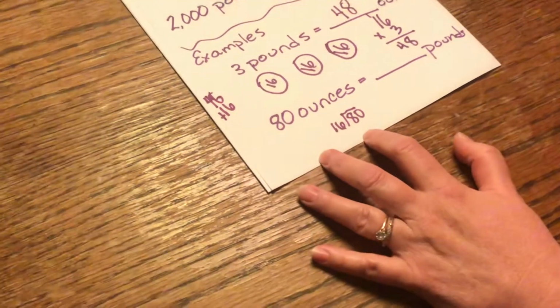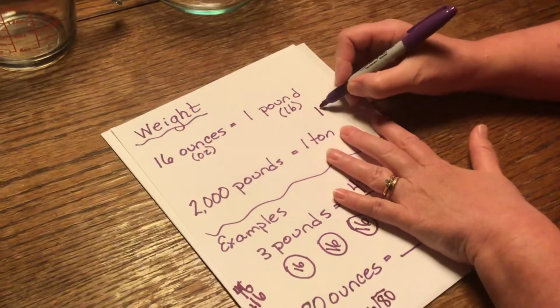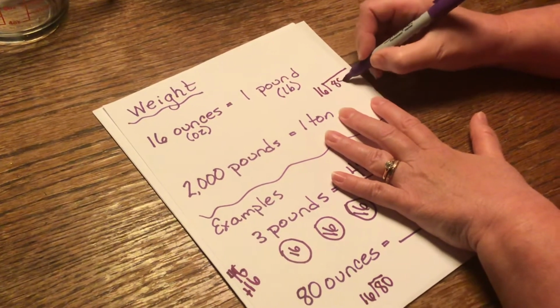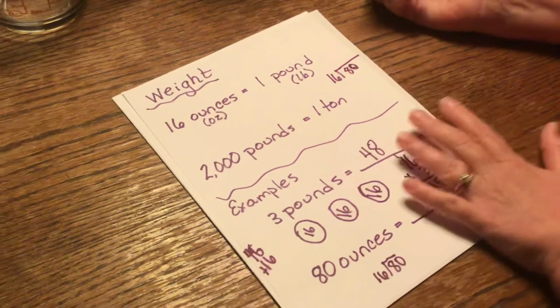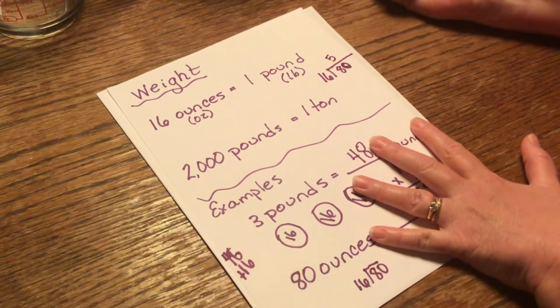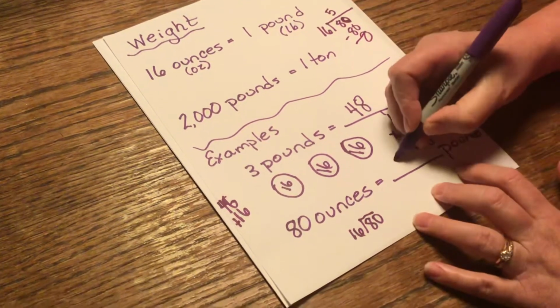Or if you're a fifth grader and you've got the division, I'm going to move up here just so I have a little more space. How many 16s can you get out of 80? I could play with it a little bit and I could find out that it's 5. 16 times 5 equals 80 with none left over.